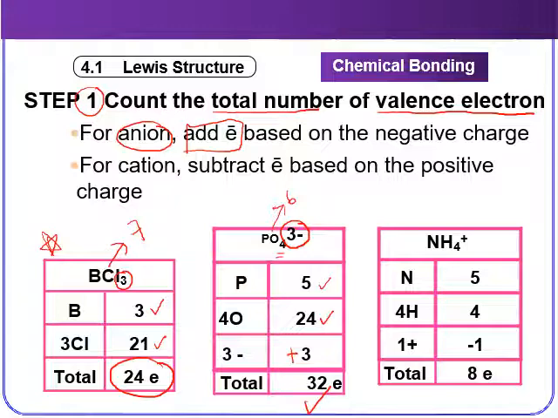Then now, how about a cation? A cation means that they are going to lose electrons. So if losing electrons, we are going to subtract the number of electrons based on the positive charge. Again, one example, ammonium: nitrogen has 5 valence electrons. Each hydrogen has 1 valence electron multiplied by 4 equal to 4. Positively charged means lose 1 electron, so that's why here we have minus 1. So the total valence electrons is equal to 8 electrons.